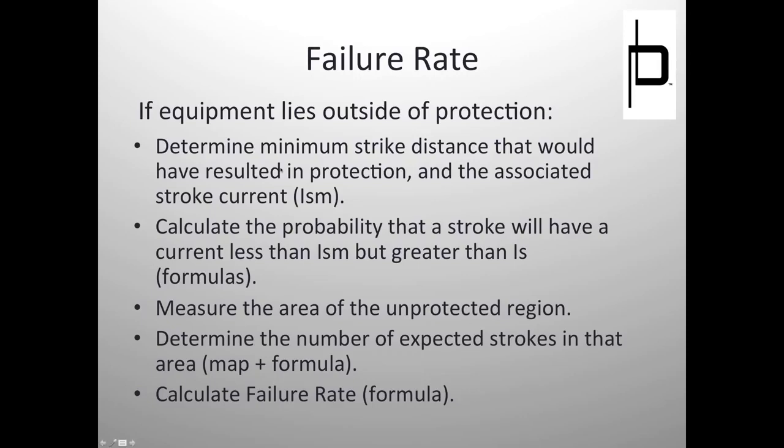To do that calculation, if the equipment lies outside of the protection, then you want to determine the minimum strike distance that would have resulted in protection. Remember, our sphere was defined as the worst case sphere, the smallest sphere. Now, the smallest stroke current that causes flashover.